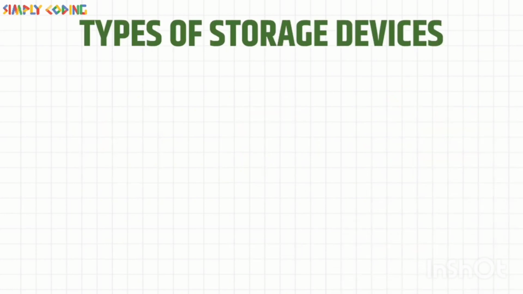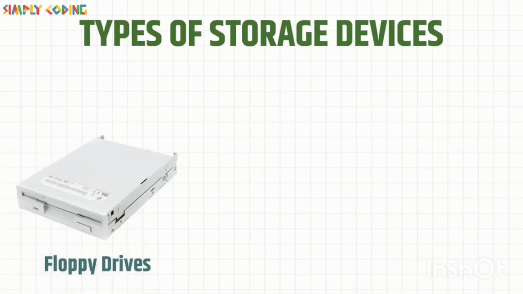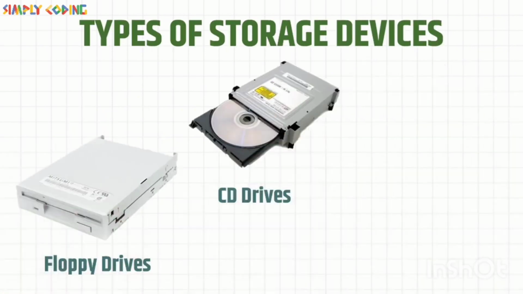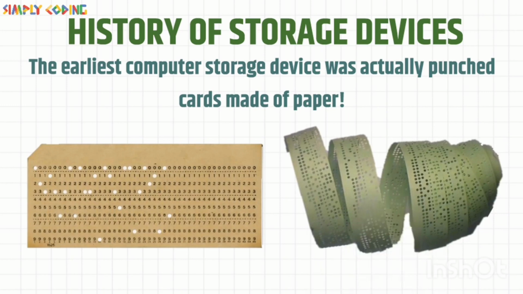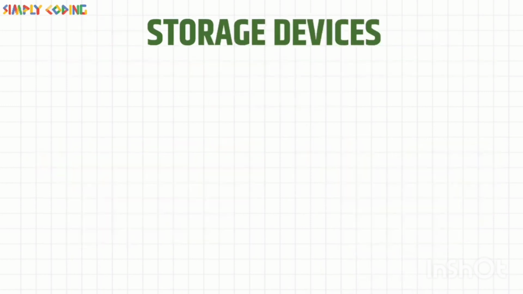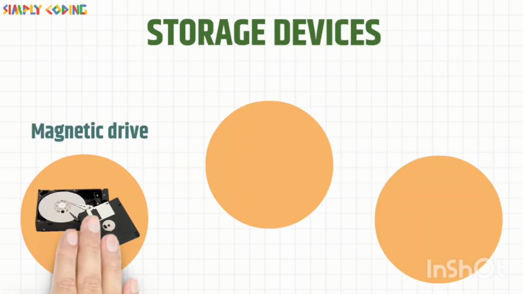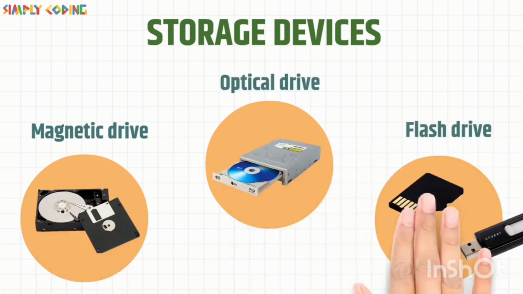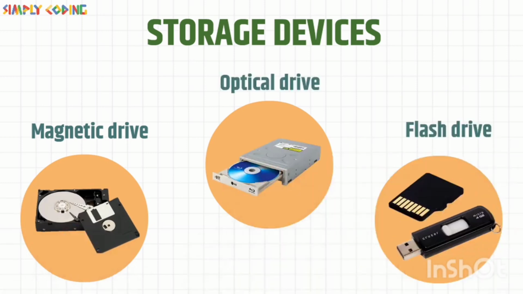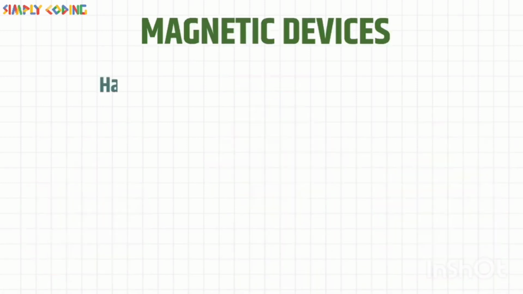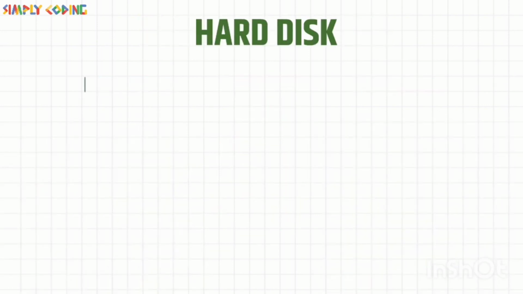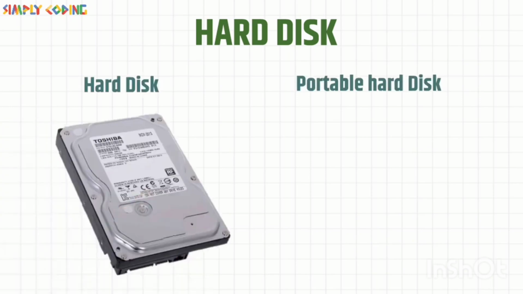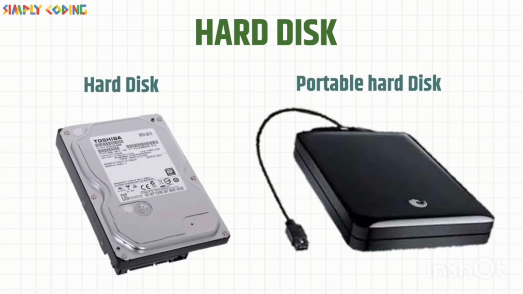There are many different types of storage devices such as floppy drives, CD drives, tapes, etc. The earliest computer storage device was actually the punch card made of paper. Now we have storage devices which are either magnetic, optical or flash memory devices. Let's look at each one of them. Magnetic storage devices include hard disk and floppy disk. Hard disks are typically installed inside the computer, though portable hard disks are also available.